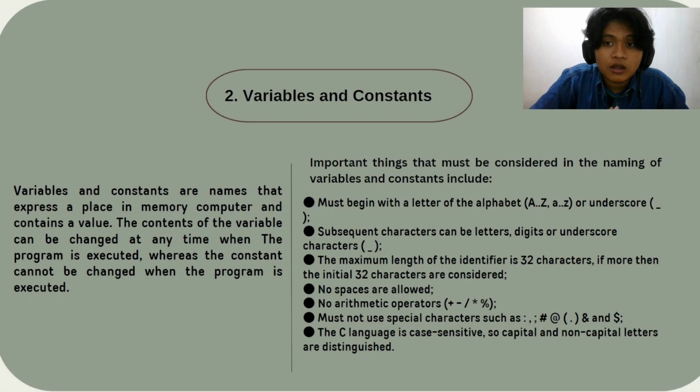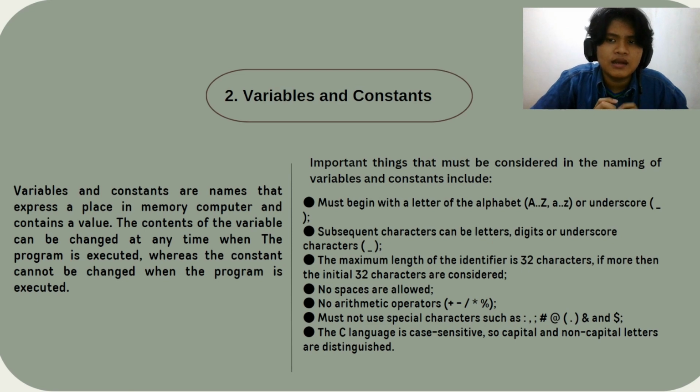Okay, so now we're going to talk about variables and constants. What are variables and constants? Variables and constants are names that express a place in the computer's memory and contain a value. So what is the difference between the two? The contents of a variable can be changed at any time when the program is executed, whereas a constant cannot be changed when the program is executed. So that is the difference between variables and constants.